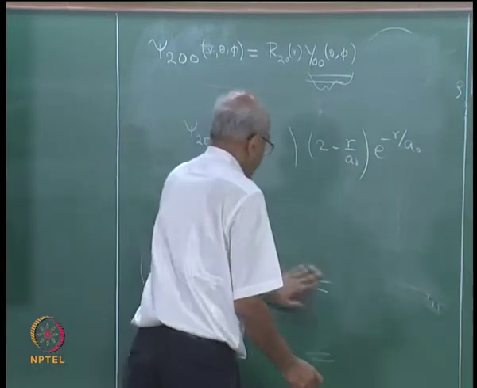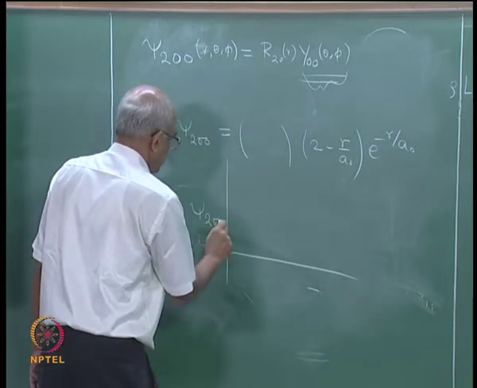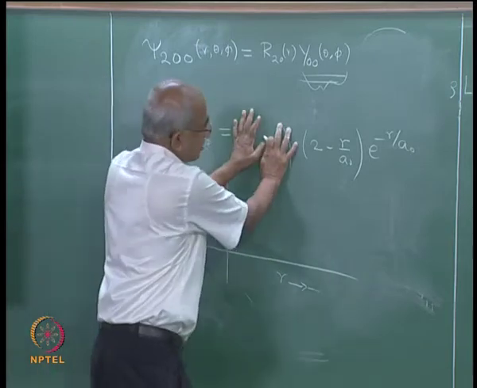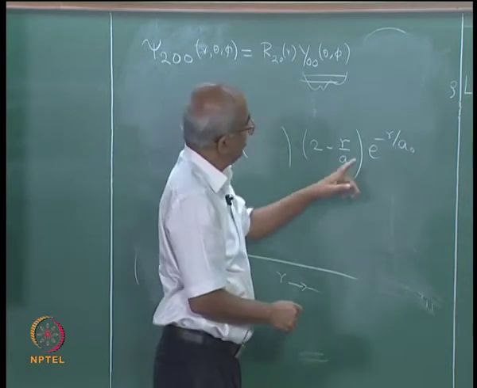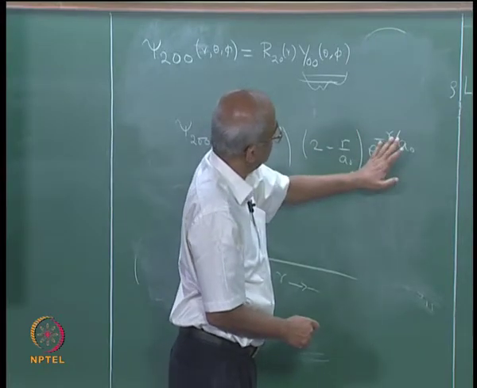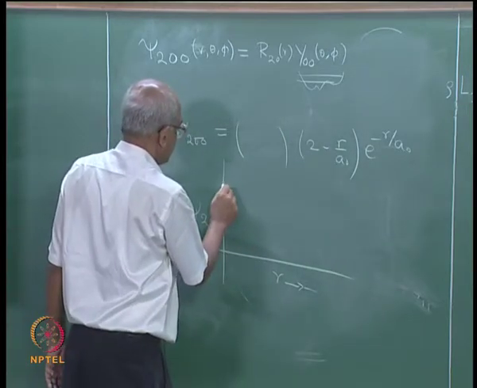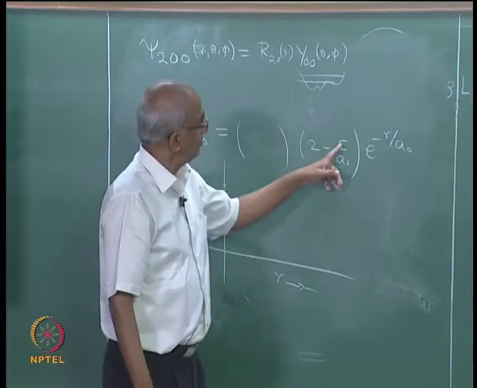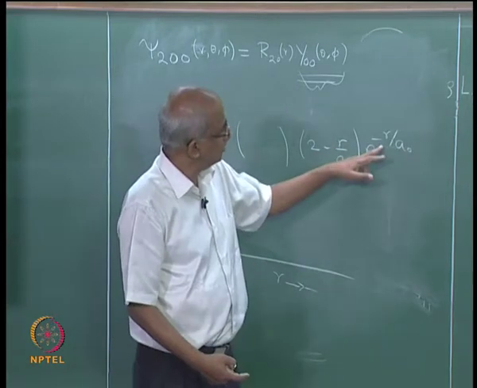So, first we will make a plot of psi 200 against r. What will you find? Well, this part is a constant, it occurs for all values of r, so we are not terribly interested in it. But look at this part: if r is equal to 0, what will happen? This is equal to 0 and this is equal to 1, so the function will have the value 2. So the function is actually non-zero and it will start somewhere here. As you increase the value of r from 0, what will happen? 2 minus r by a0 is going to decrease, and this also is going to decrease.